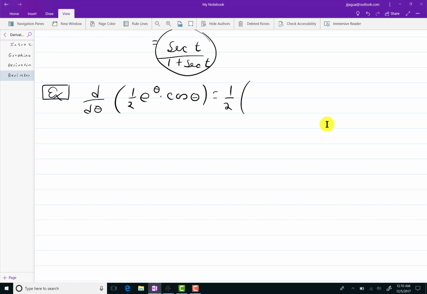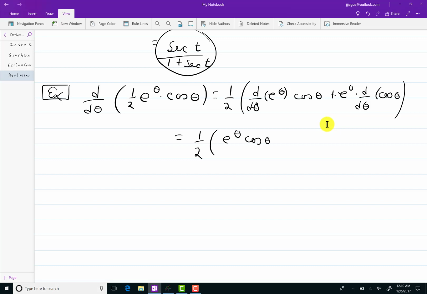So I'll have d over d theta of e to the theta times cosine of theta plus e to the theta times the derivative d over d theta of cosine of theta. This equals 1/2, and in the parentheses, e to the theta cosine of theta plus e to the theta. The derivative of cosine of theta is negative sine of theta.